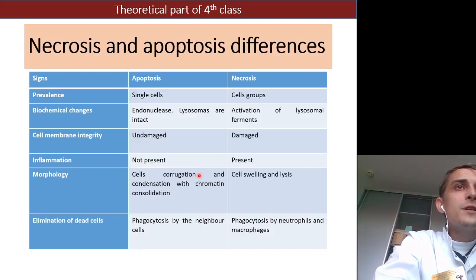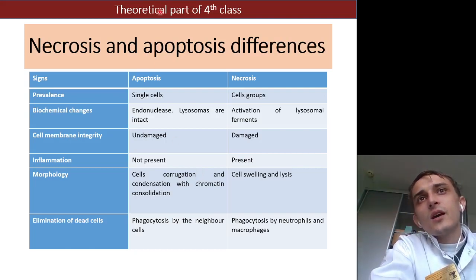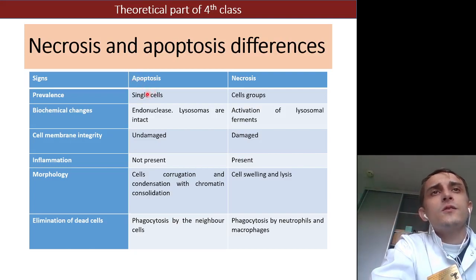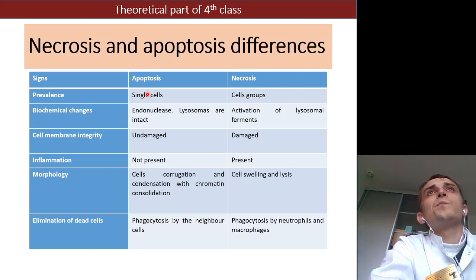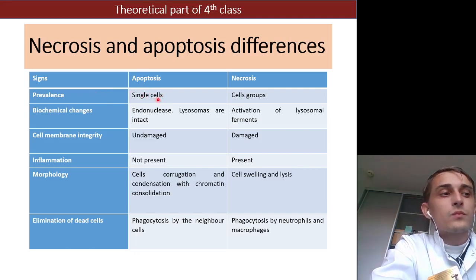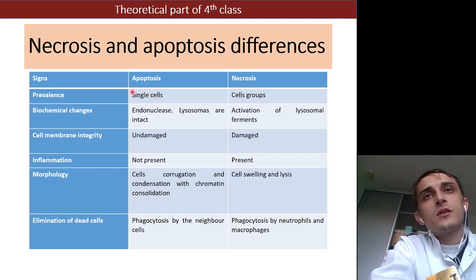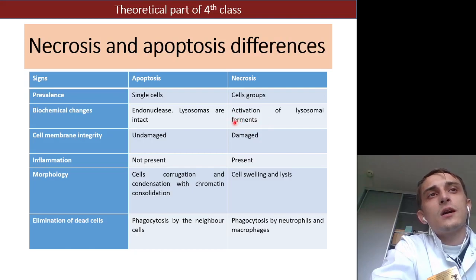You should know the difference between apoptosis and necrosis. So I will tell you only about apoptosis, and in necrosis we will see some against picture. For example, in apoptosis, we will see prevalence in the single cells. In the biochemical changes, we will see activation of endonuclease. But in necrosis, we will see activation of lysosomal enzymes.